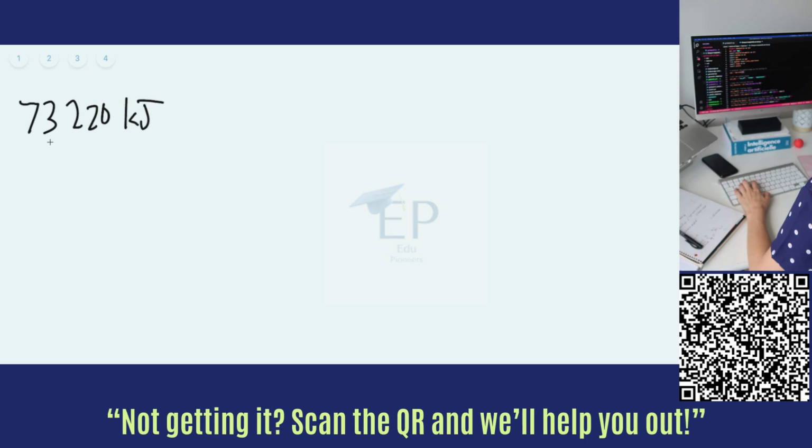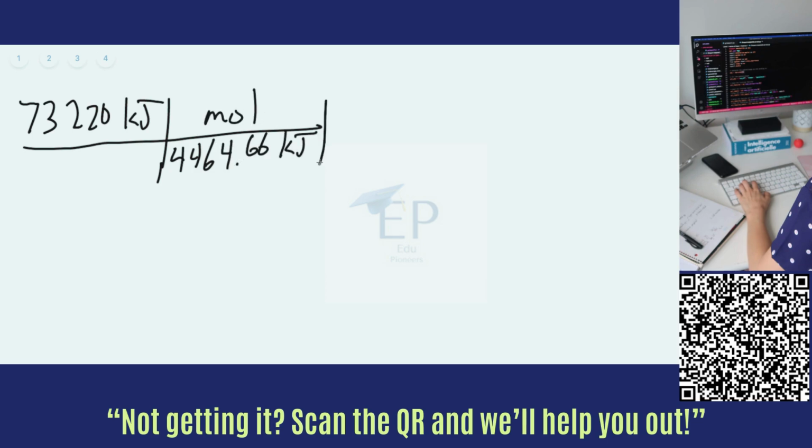And so now that we have that, we can take the heat required to heat up our water, 73,220 kilojoules, and divide that by the heat per mole that we just found, 4464.66 kilojoules per mole. And that'll give us moles of fuel.